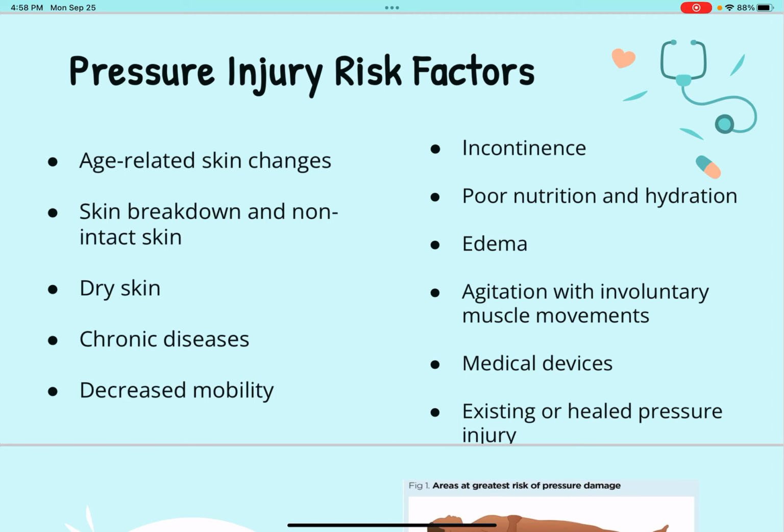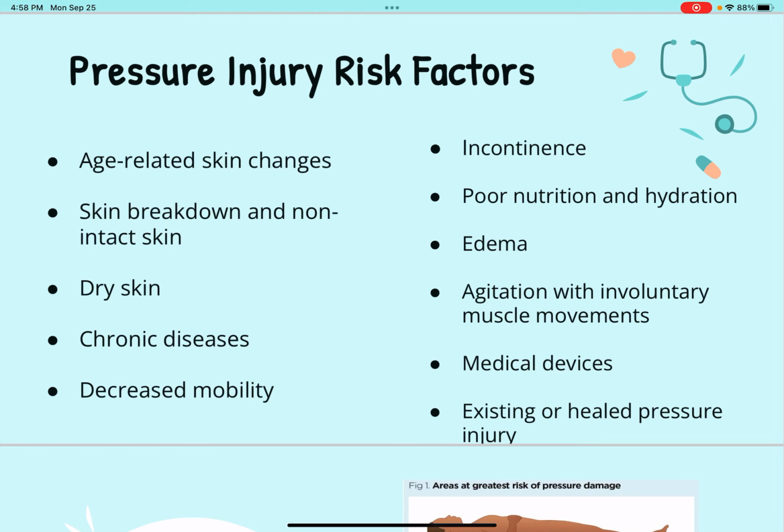Decreased mobility is a risk factor for pressure injuries. Sitting or laying in one position for 2 hours can result in a pressure injury. Bed fast, meaning confined to bed, and chair fast, meaning confined to a chair, are at increased risk. Also, lying on wrinkled sheets increases an individual's risk of developing a pressure injury. Incontinence is a risk factor for pressure injuries. Moisture irritates the skin and also increases the risk of friction and shearing during repositioning.